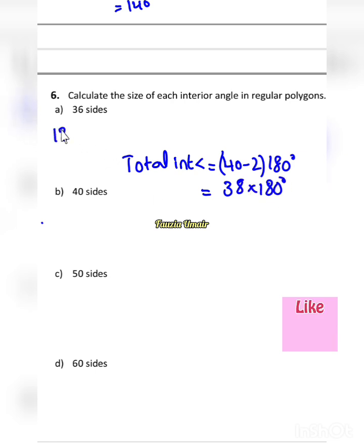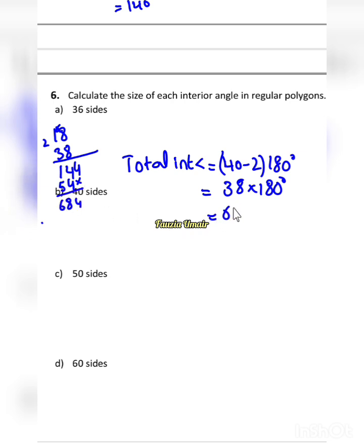What is 18 into 38? So 64 and 144, and then it is 8 3s are 24 and 5. So the total sum is 6840. This is the total interior angle.